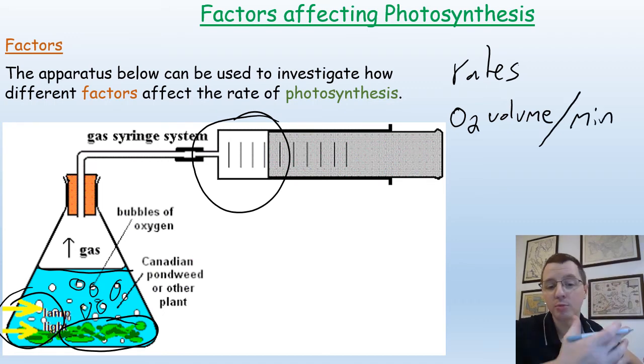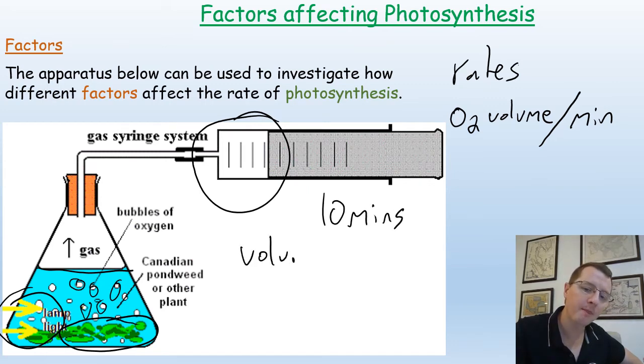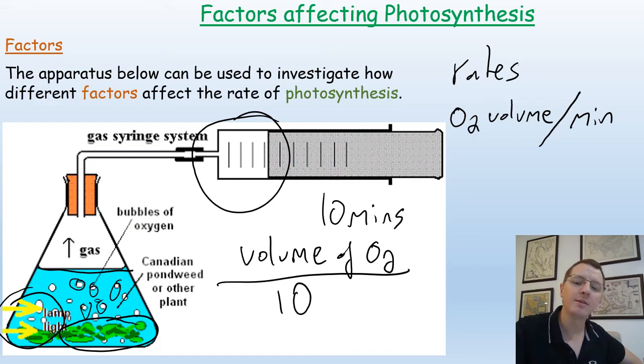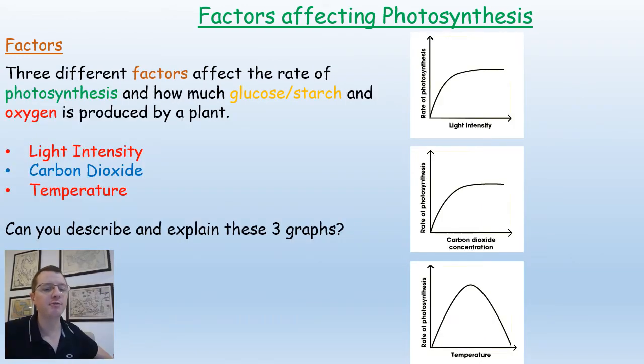Now, because you're not going to produce a large amount of oxygen, you might have to leave this equipment running for maybe 10 minutes. So whatever volume of oxygen you manage to get, you will have to divide that by 10 to tell you the volume of oxygen per minute, because we left it for 10 minutes.